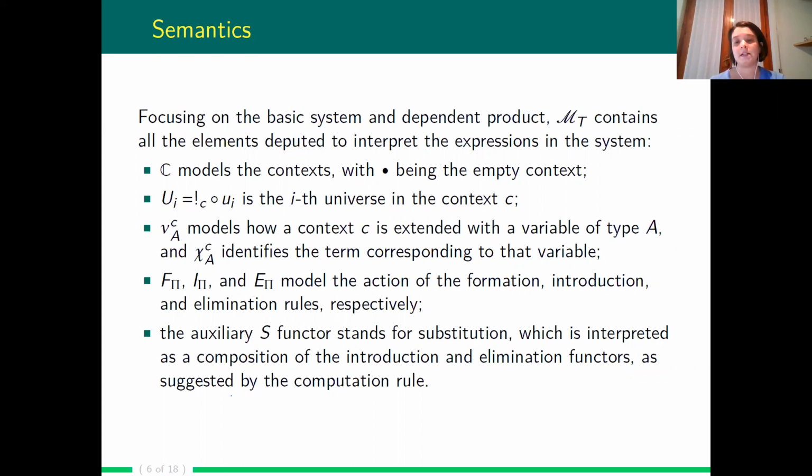Then, given a context and a type, we can model the extension of the context with a variable of type A, with a certain arrow new, and the variable itself we interpret with another arrow. Then, focusing on interpreting the dependent product, we have three functors, which are F_pi, I_pi, and E_pi, which model the formation, introduction, and elimination rules, respectively. And at the end, an auxiliary functor S, which is used to interpret substitution. It is defined as a composition of the introduction and elimination functors, which is what is naturally suggested by the computation rule for the product.